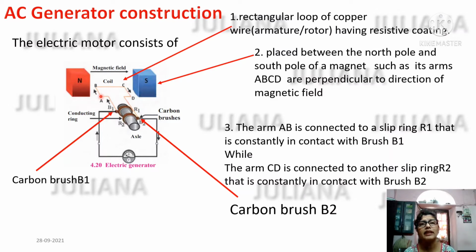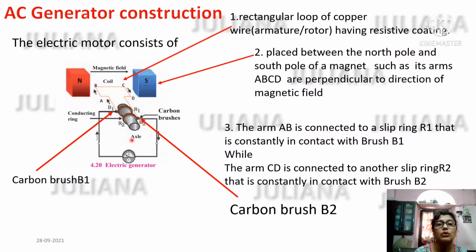The arm AB is connected to one slip ring here. So it is connected to the slip ring, say R1, and the arm CD is individually and separately connected to the ring R2. These rings are tightly fixed on the axle. So as the axle is rotated, the rings along with it will also rotate, but they are loosely touching or just brushing against the brush. So R1 is brushing against the brush B1, and the ring 2 is just brushing against the brush B2.